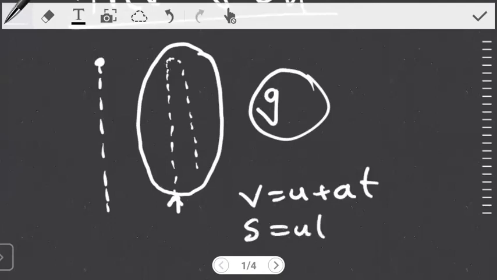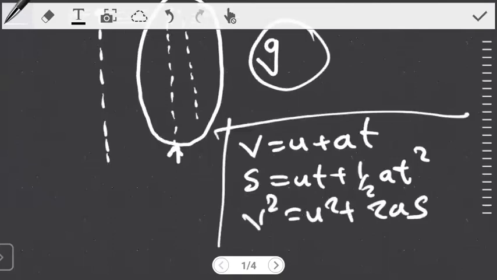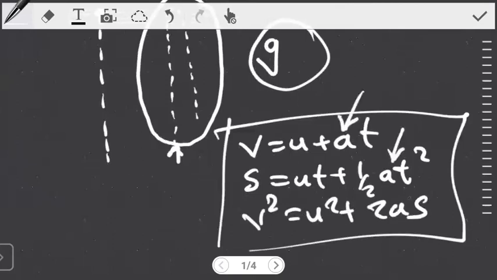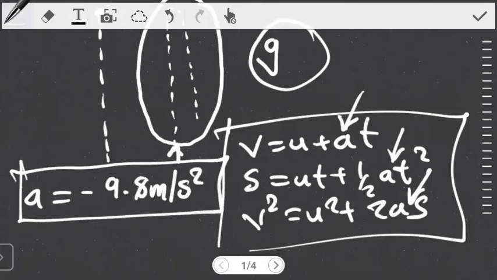So that's s equals ut plus half at squared. And lastly, v squared is equal to u squared plus 2as. Okay, so with free fall, what we're keeping in mind here is the acceleration present. This is going to be due to gravity. So the acceleration will be equal to gravity, and gravity always points downwards. So we'll be using gravity as negative 9.8 meters per second squared. So this is going to be our gravity.